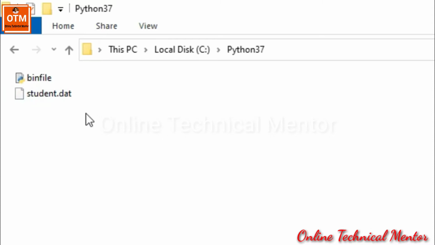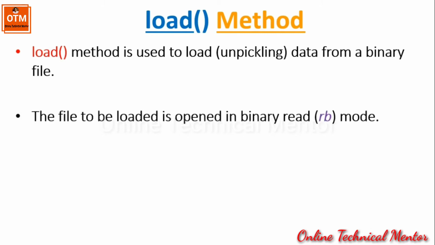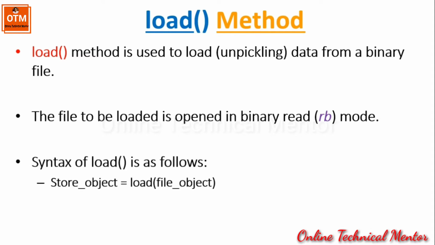Now by using the load method of the Pickle module, we are going to access the data which are stored within this student.dat. So here is the load method. The load method is used to load data from a binary file and it is called unpickling. The file to be loaded is opened in binary read, that is RB mode. Look at the syntax of the load. The load function accepts a single argument, that is the file object.